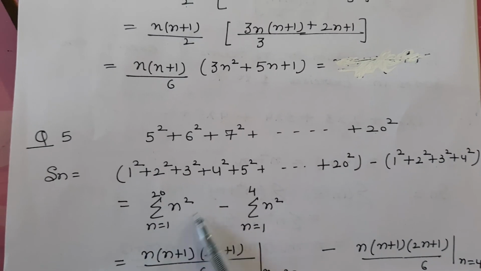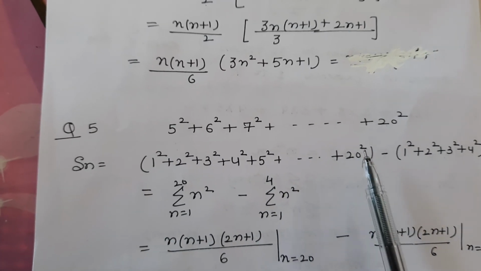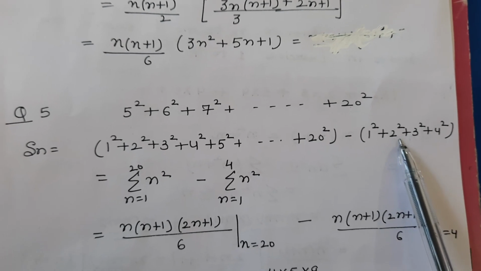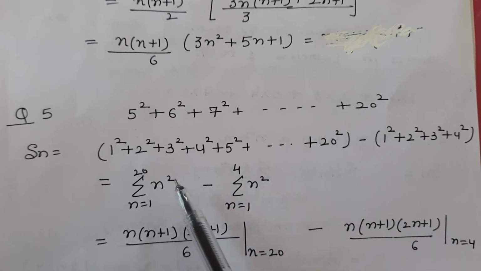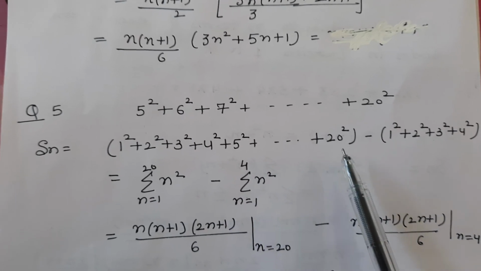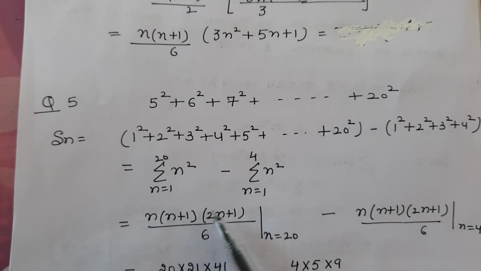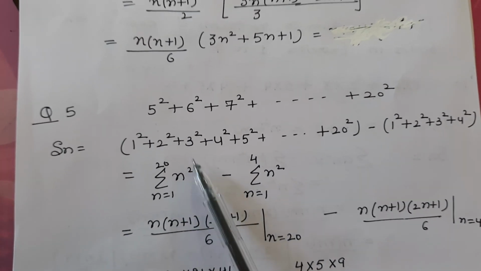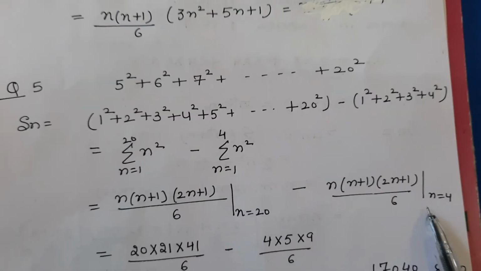Now this series is summation n square. In this bracket, the n varies from 1 to 20. This series is also n square and the n varies from 1 to 4. You cannot write 20 minus 4, 16. That will be wrong, right? So apply the formula here, n into n plus 1 into 2n plus 1 by 6. Here the value of n will be 20 because we are finding the sum of 20 terms. And here the same formula, but n is 4.